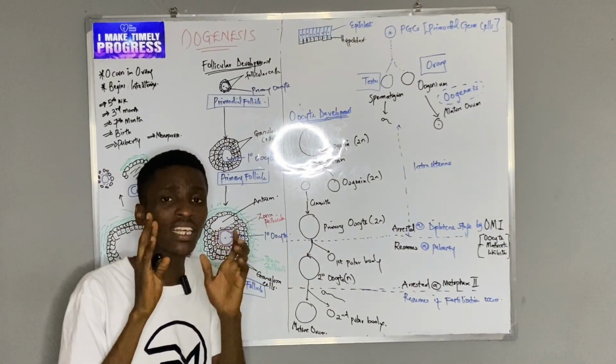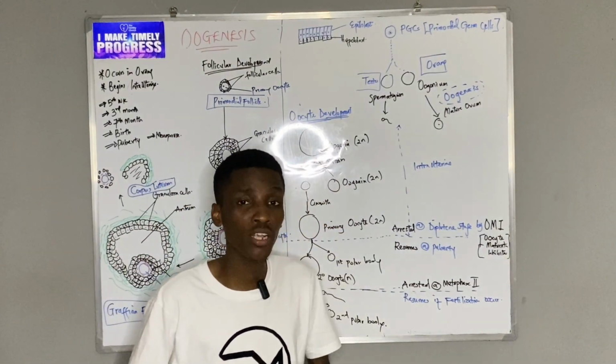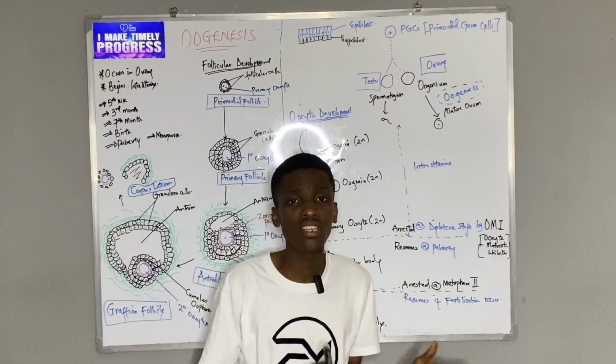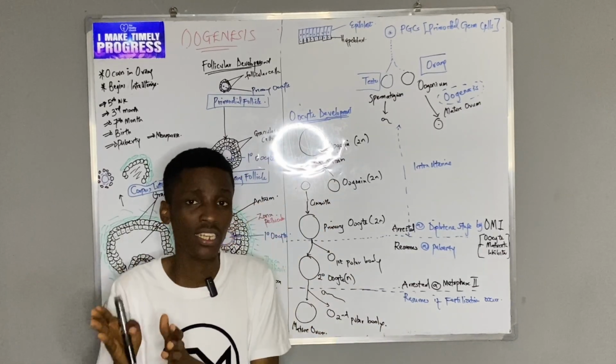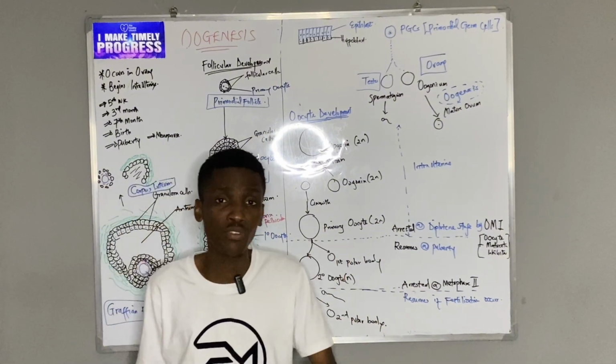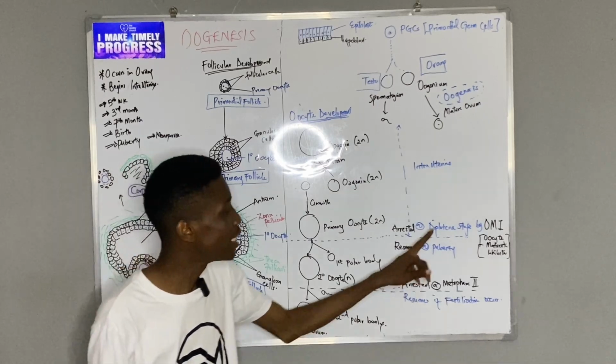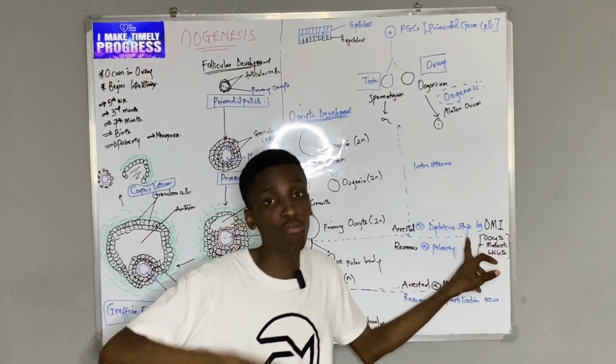But the thing about females is that once they begin meiotic division, all of this happening intrauterine, once they begin meiotic division, they are now arrested. So they will start dividing meiotically, that is meiotic division. Now they are arrested at a particular stage called diplotene stage of prophase 1.